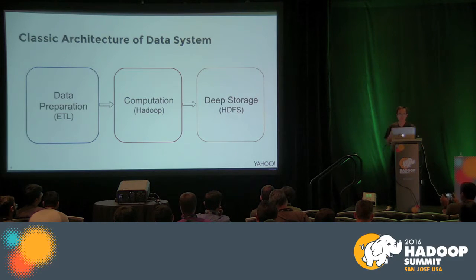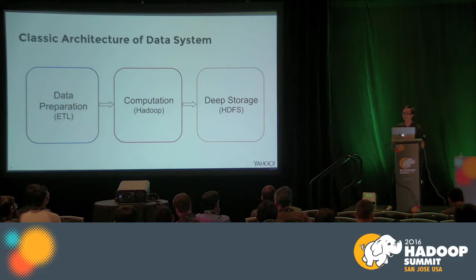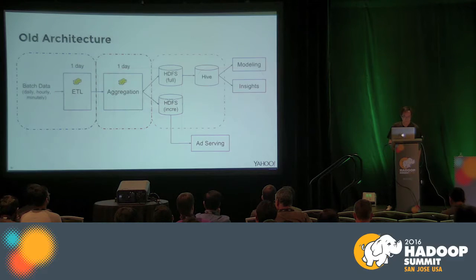Once the data is clean and the format is friendly for your computation job, then you will run your MapReduce job on top of your intermediate data. And then most likely you will output your data back to HDFS as a deep storage. So this is how the old architecture looks at a high level.